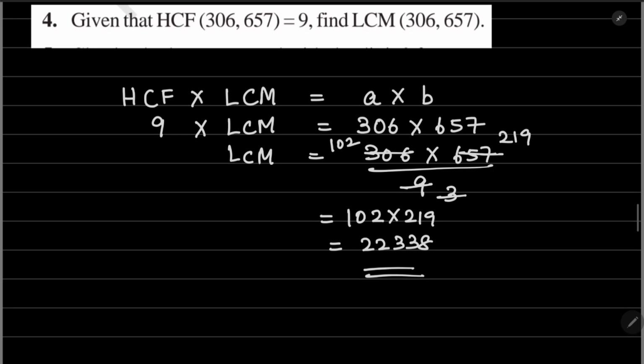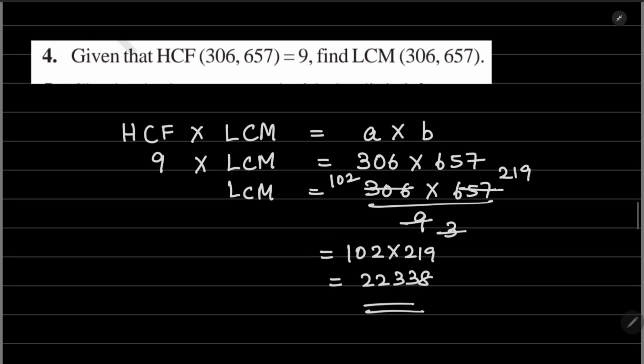Okay, so whenever you are given HCF and the two numbers, you can calculate LCM. Or if you are given LCM and the two numbers, you can calculate the HCF. Or if you are given LCM and HCF and if you are given one of the numbers, you can find the other number. So either way, if out of these values HCF, LCM, A and B, if you know any three values, you can calculate the fourth value using this formula. Very, very easy. Okay, so please do remember it.